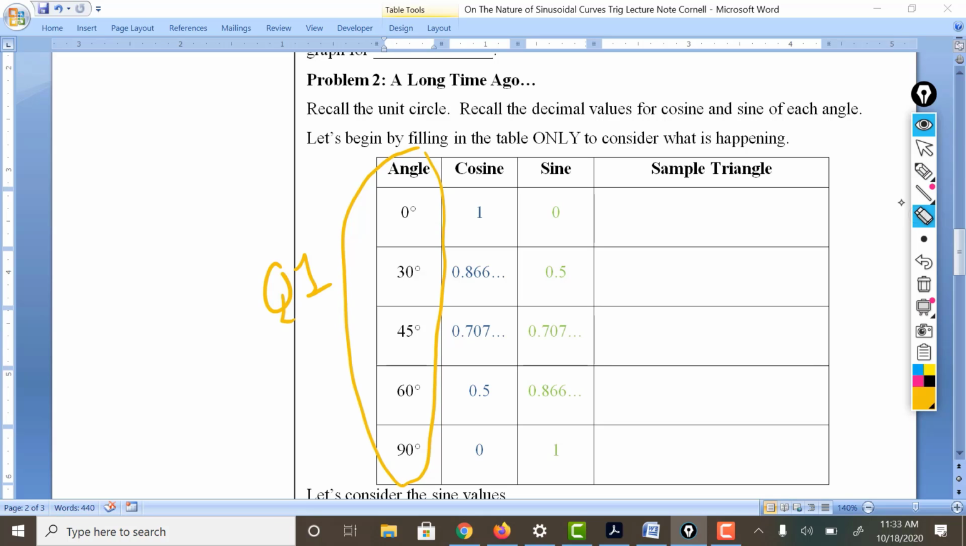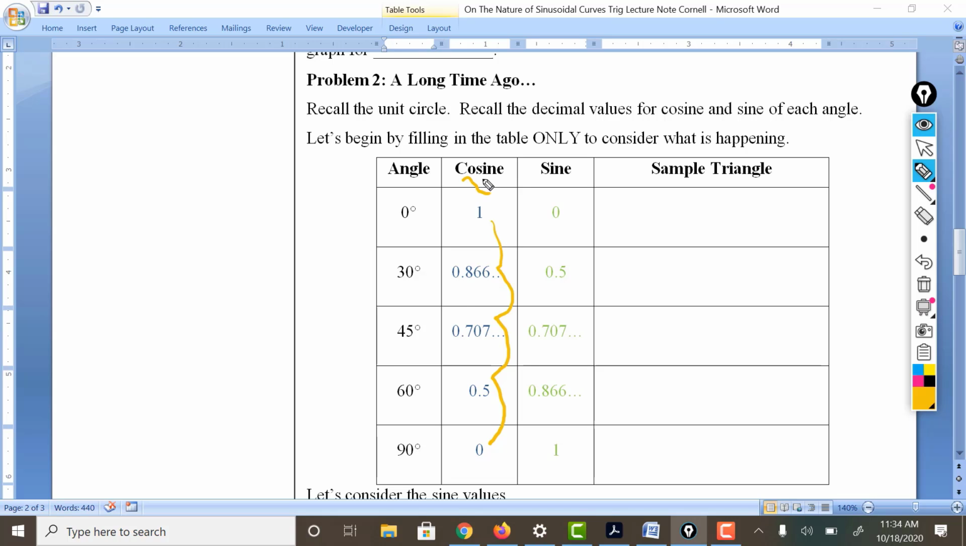This time, instead of using the exact values, the radical 2 over 2, the radical 3 over 2, the 1 over 2, I'm going to use decimal values, just decimal values. That way you can see what's really going on here. You'll notice that cosine begins at 1, and then you'll notice that the values drop, they get smaller. So as the angle increases, you're going to want to write this down, as the angle increases, the cosine value decreases.